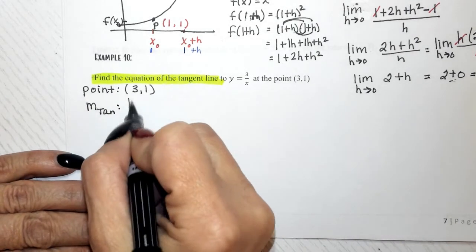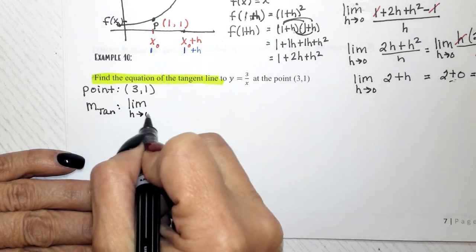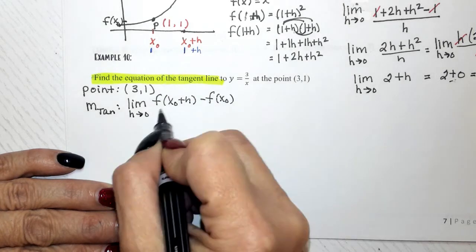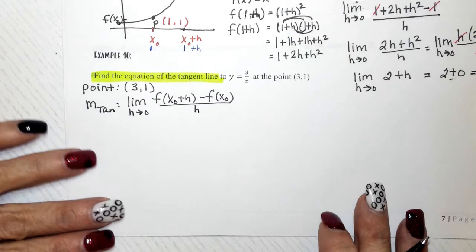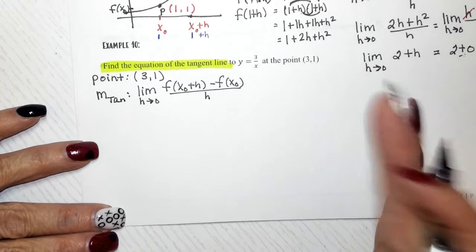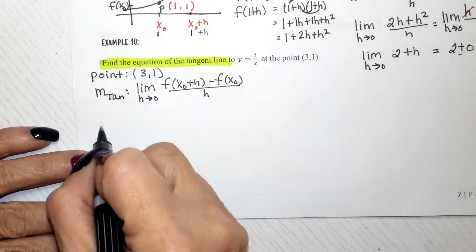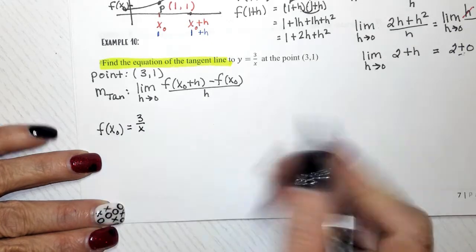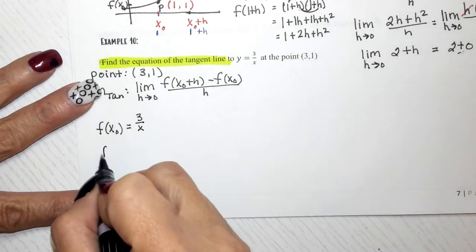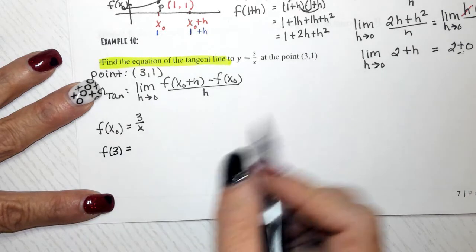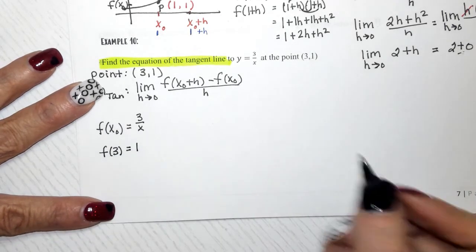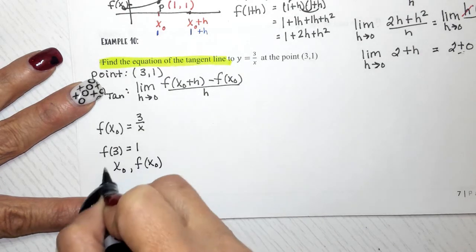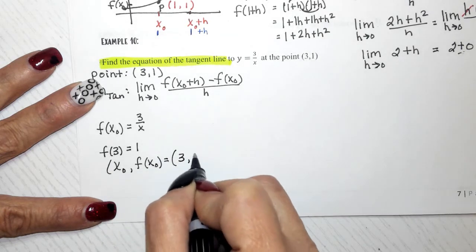But we know the slope of the tangent line is the limit as h approaches 0 of f of x naught plus h minus f of x naught all over h. We know that. That's the formula that we have. So we just need to figure out, what can we do from this? So we know that f of x equals 3 over x. That's what we know. And we know that f of 3, if we plug in 3, our output is 1. So that means that x naught, f of x naught, is going to be 3, 1.